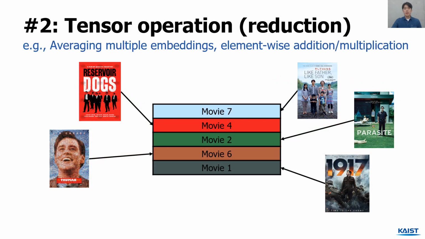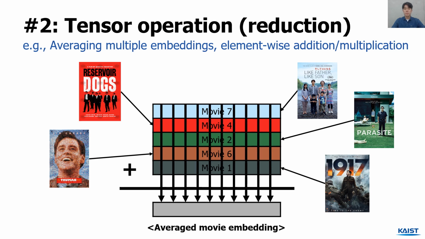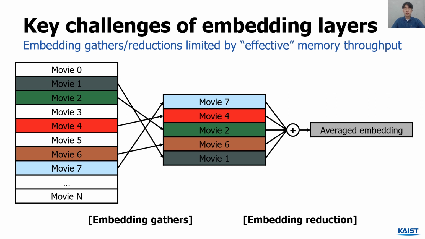The second key primitive is the tensor operation that targets the output of embedding lookups. The tensor operation is intended to algorithmically capture the complex interaction between different embedding features. As shown in this slide, the tensor operation is commonly done using an element-wise average operation, which effectively reduces multiple embeddings into a single one. So, the key takeaway is that the key primitives in embedding layers are extremely memory intensive and are therefore sensitive to the available memory bandwidth for embedding gathers and reductions.